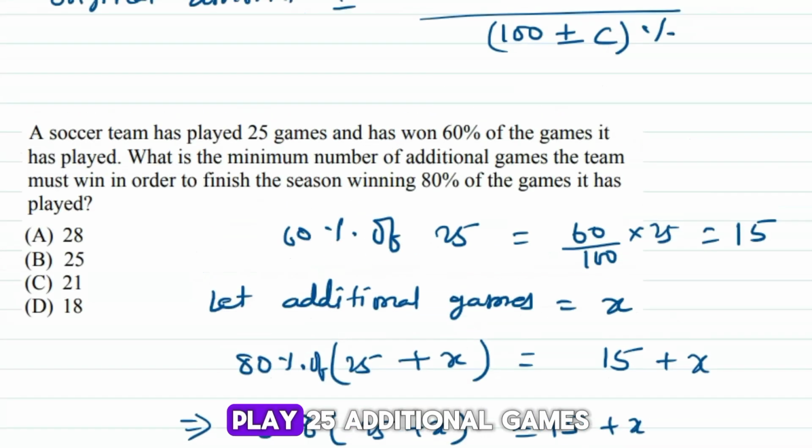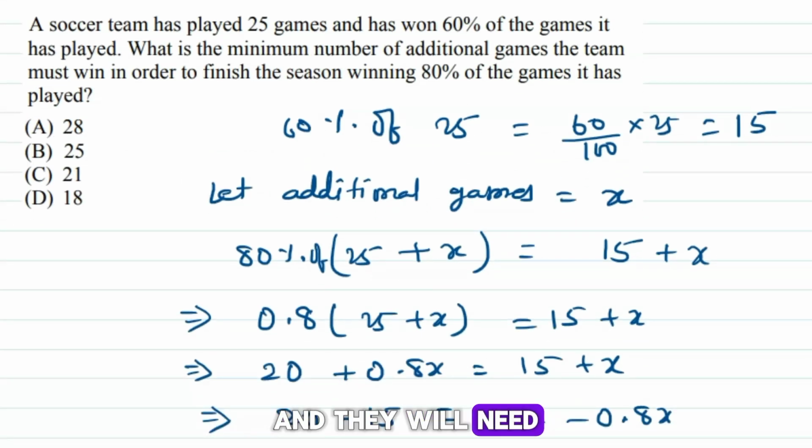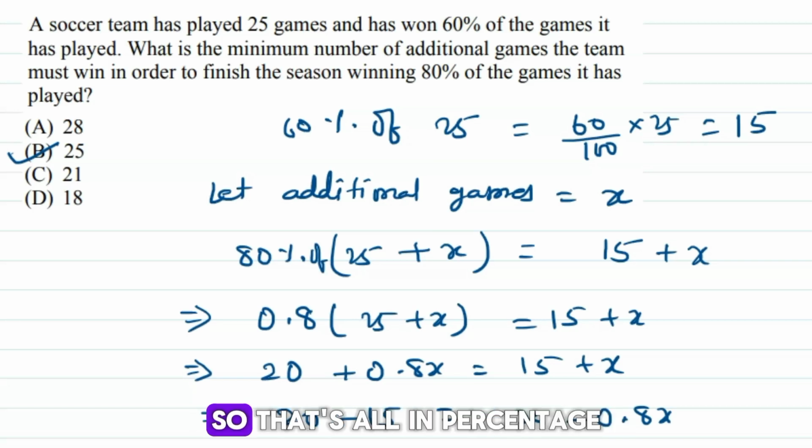That means they will play 25 additional games and they need to win all 25 in order to finish the season with 80% wins. So that's all in percentage.